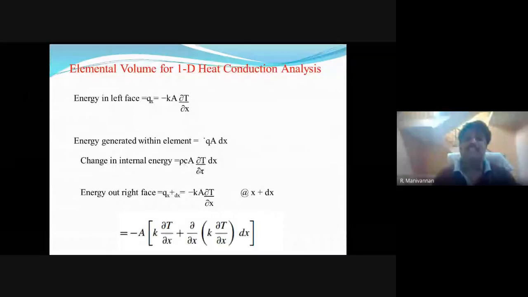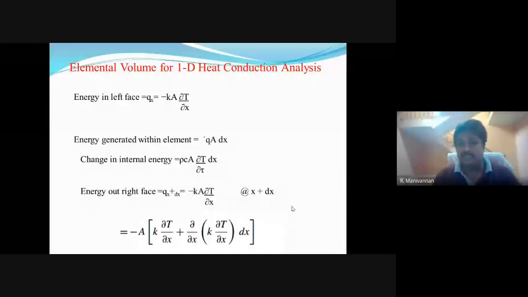Then the energy out at the right phase, or you can say the rate of energy conducted out at the right phase, that is qx+dx, which is equal to minus kA ∂T/∂x at x plus dx. For this we're going to use the Taylor series and expand it, making an approximation and considering only the first two terms, since higher order terms are negligible.